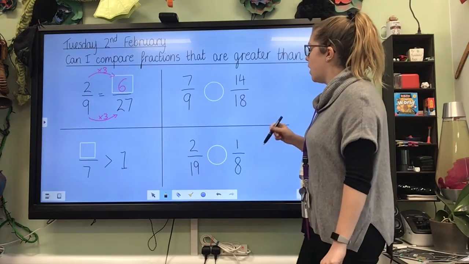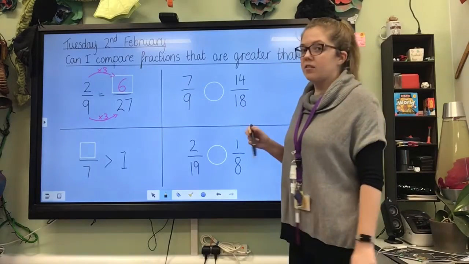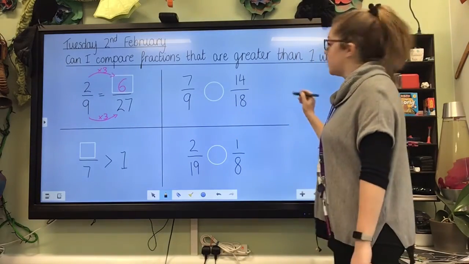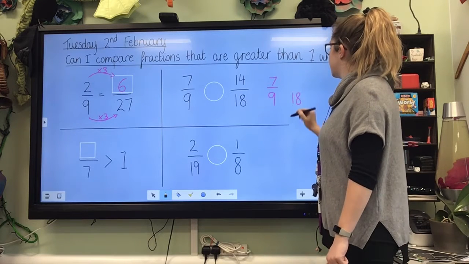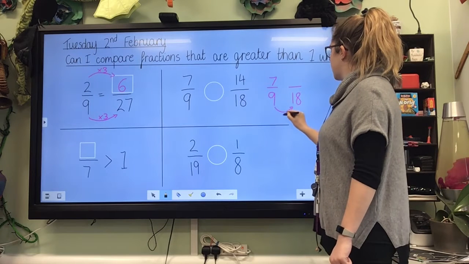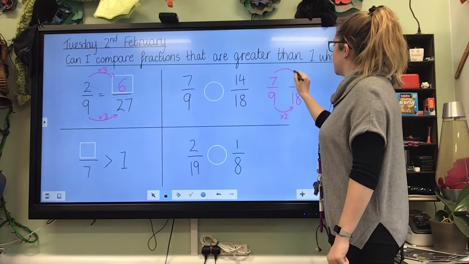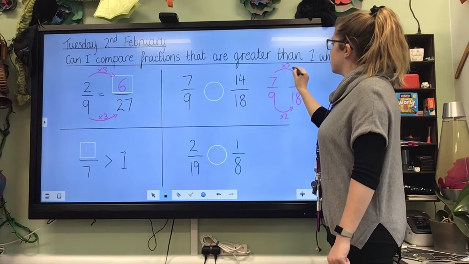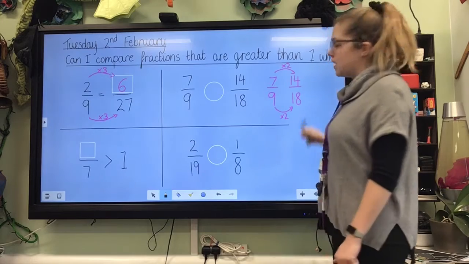So I'm going to convert my 7/9 into 18ths. So 7/9 I want to put into 18ths. So 9 times 2 I know is 18, so I'm multiplying the 9 by 2. Whatever I do to the bottom I need to do to the top. So I'm doing 7 times 2, which will give me 14 18ths.